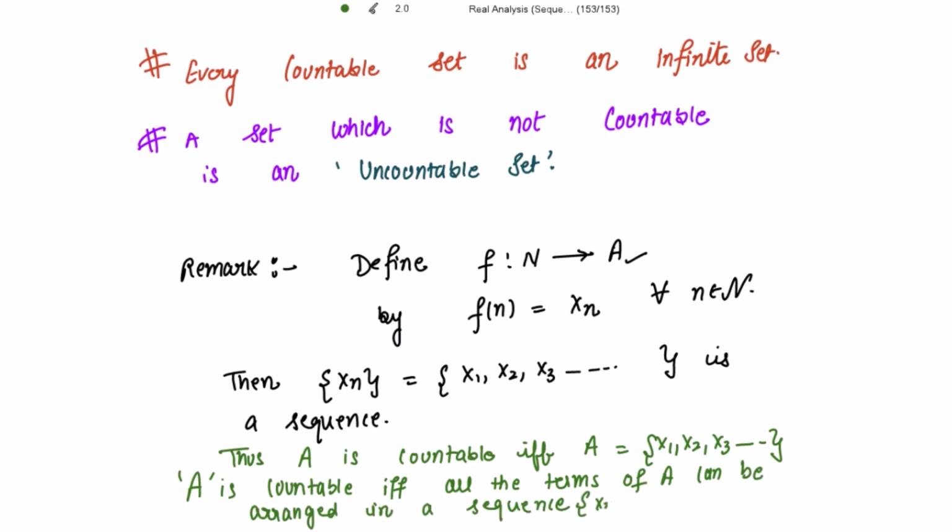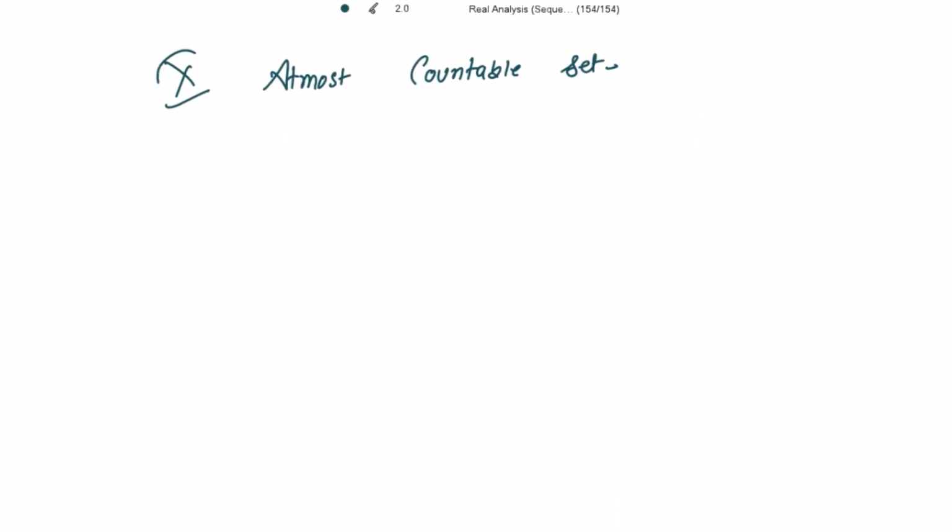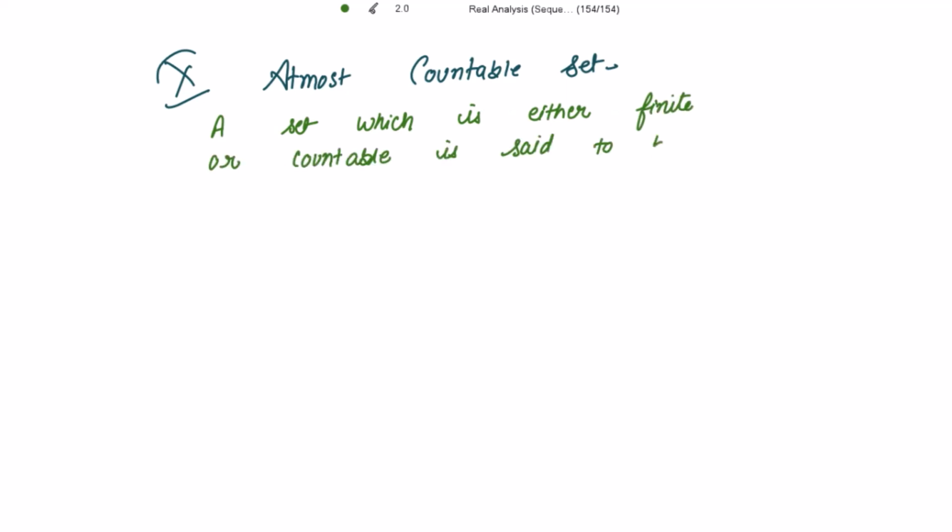And then the last definition is the at most countable set. At most countable set: either it is finite or countable. So a set which is either finite or countable is said to be at most countable.